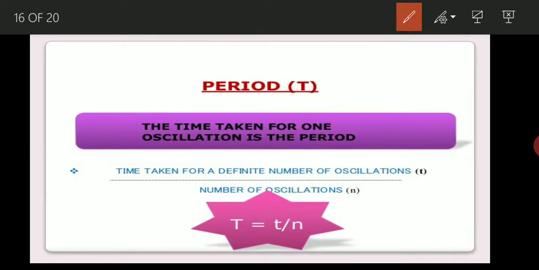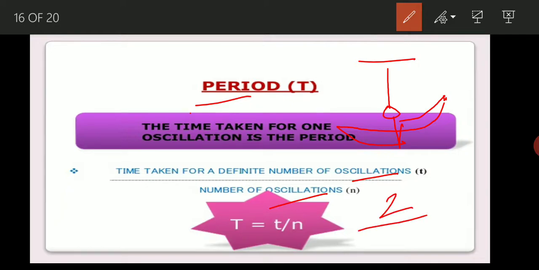For the time taken for completion of one oscillation, again I am telling you that from equilibrium to its amplitude and back again, this complete movement is known as one oscillation, and whatever time is taken to complete this one oscillation is known as time period. Clear? So if we are going to define the formula of time period, it will be the time taken for the oscillations upon the number of oscillations. Suppose it is taking 2 seconds to complete one oscillation, the time period will be 2. Clear?